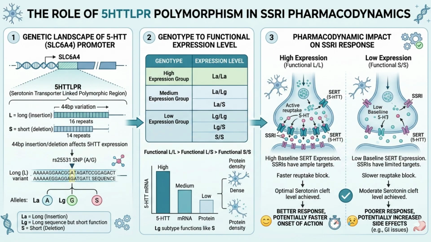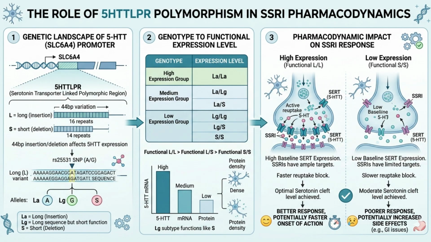Crucially, SSRIs work by selectively inhibiting the serotonin transporter, preventing the reuptake or recycling process to keep mood-enhancing serotonin active in the synapse. Because of this mechanism, baseline transporter density matters.